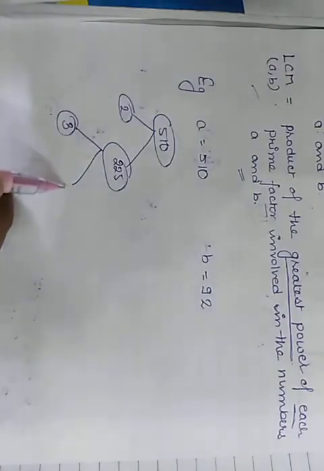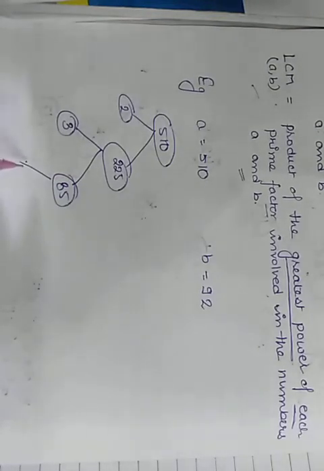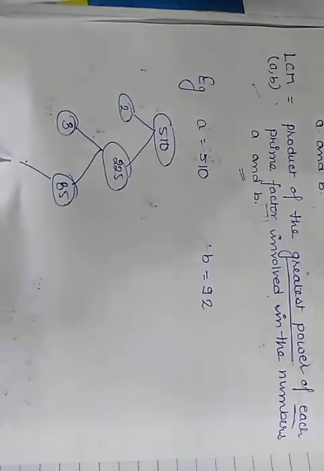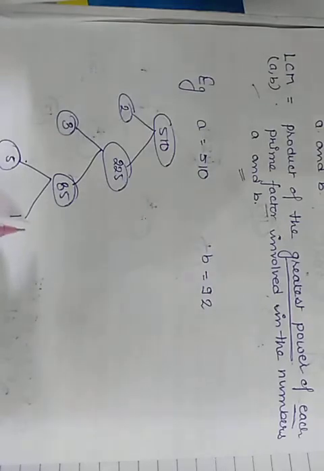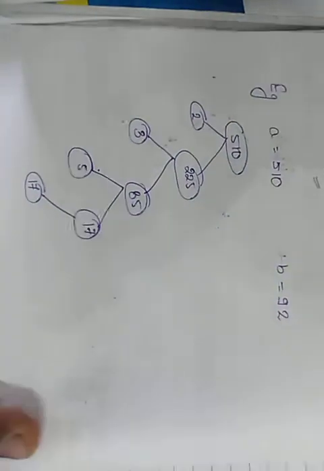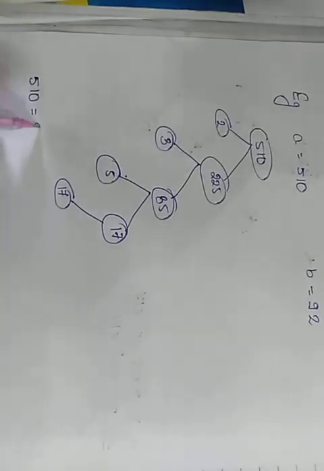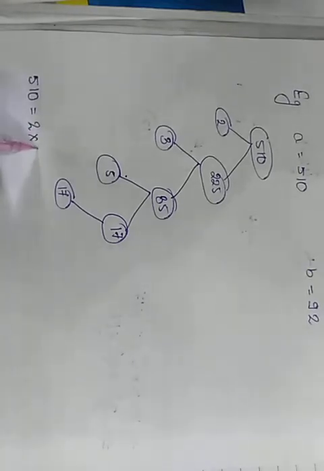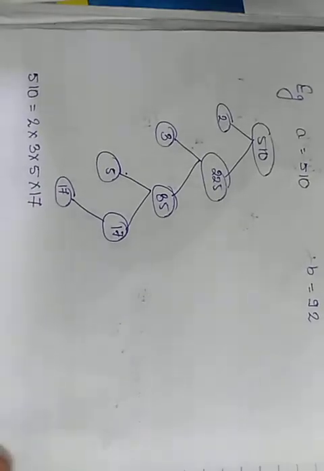So when I divided by 3, here I have 85. For 85 I will check it with 3; 3 to 6 is not 3, so I will use 5. So 5 1 is 5 and 5 7 is 35. 17 is divisible by just 17. So the prime factors of 510 are 2 into 3 into 5 into 17.